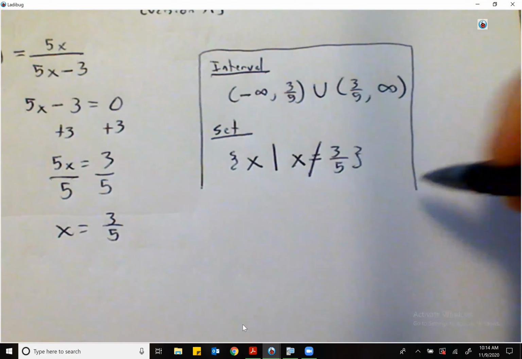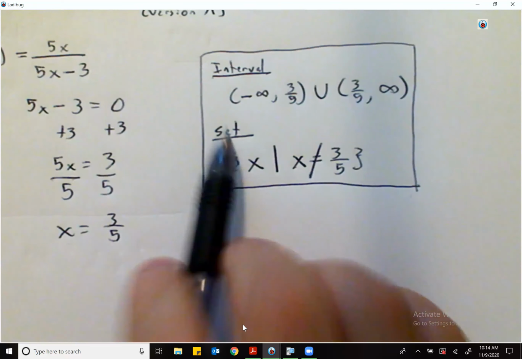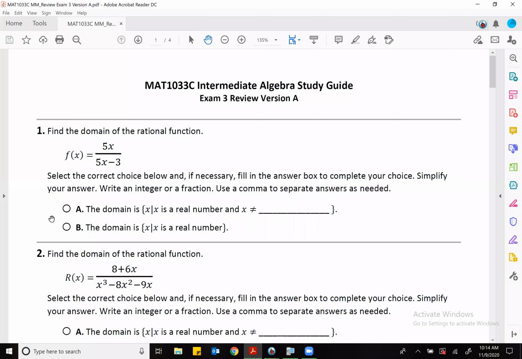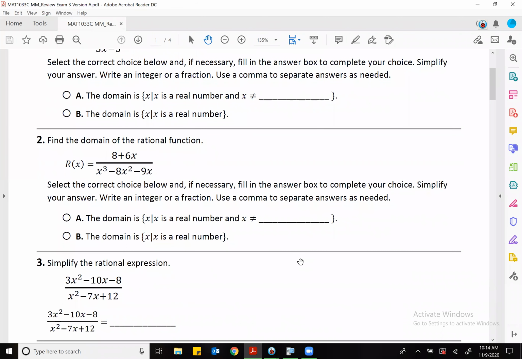Don't use the union symbols, because they don't want interval. They're really after set. So we come over here and we select A, and we put 3 over 5 in the blank. All right.